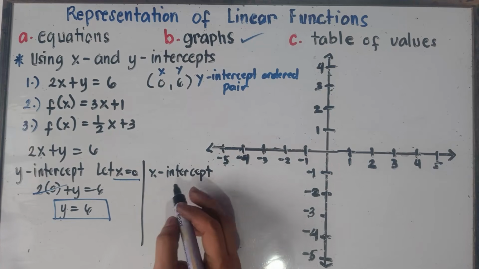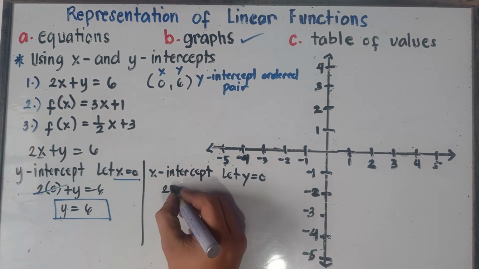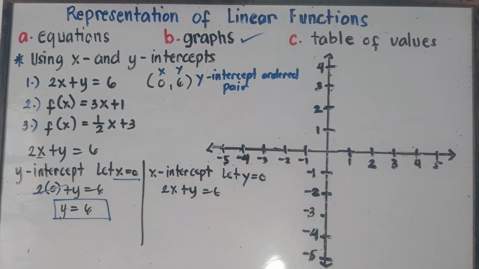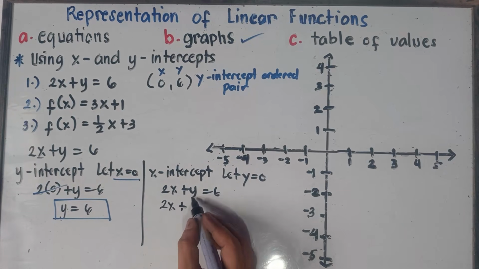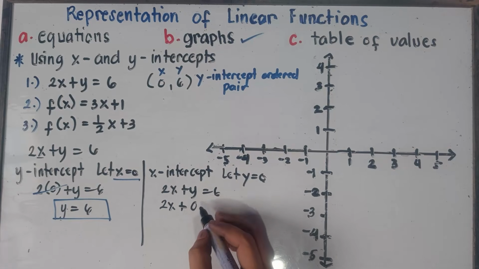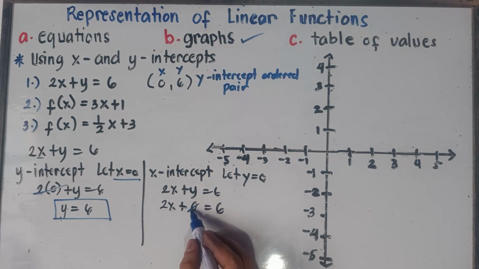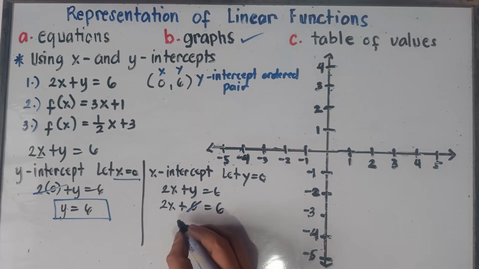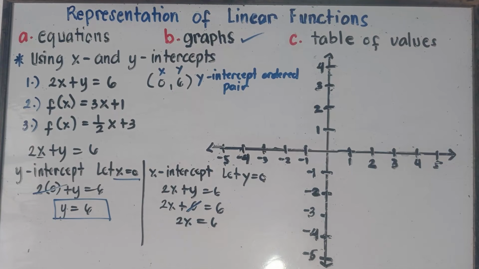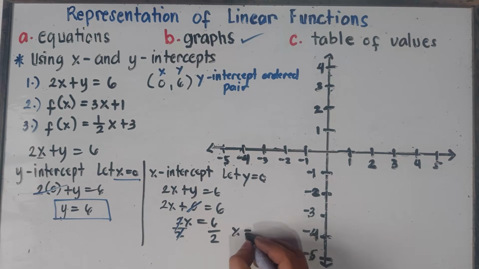Now to get the x-intercept, let y equal to 0. So copy the equation, 2x plus y equals 6. So copy 2x plus the value of y, that would be 0. So 2x plus 0 equals 6. We can just cancel this out, because 2x plus 0 would be 2x. This will be 2x equals 6. And then to get the value of x, simply divide both sides by 2, applying the division property of equality. Cancel this out. So x is equal to positive 3.